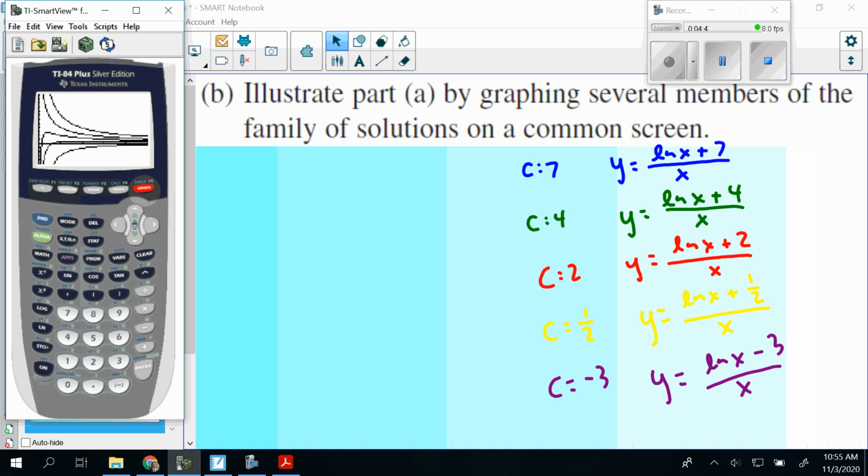Now let's graph these out on a common screen. All right, so here's what they look like. This is the graph of all these. If you hit the trace button, you can see which functions these are.